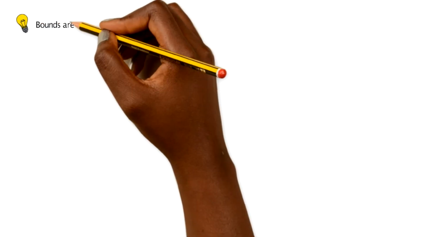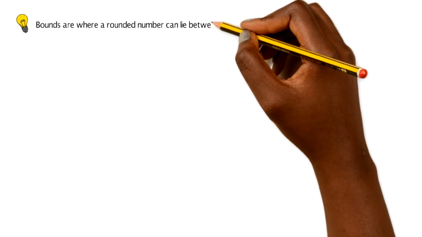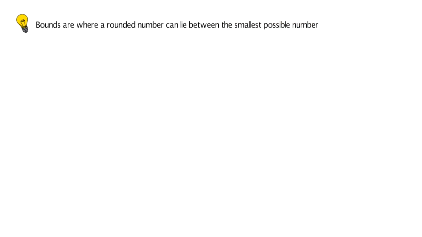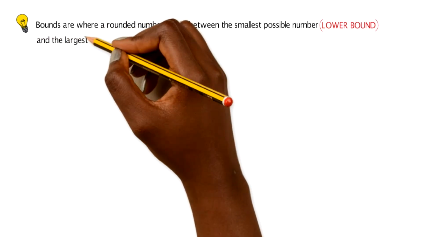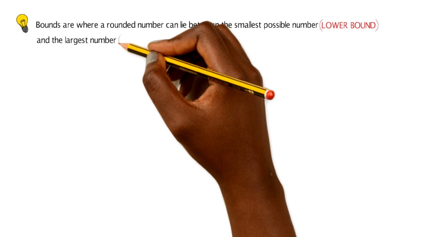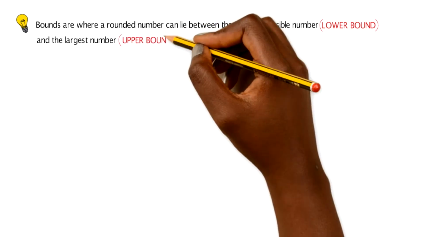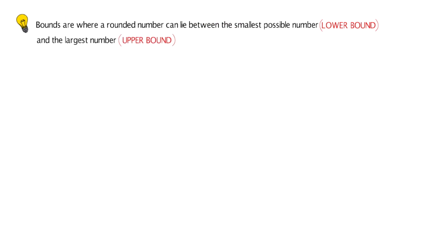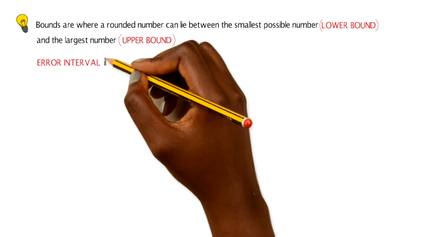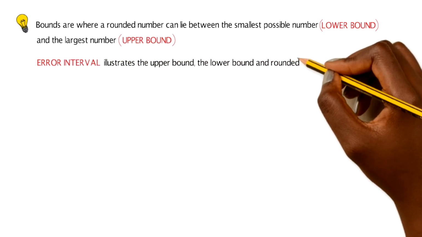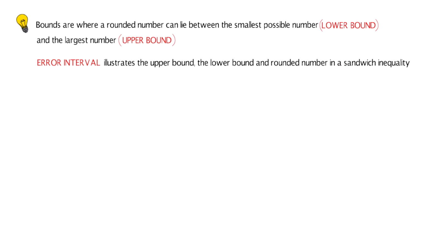Bounds are basically rounded numbers that can lie between the smallest possible number, which we call our lower bound, and the largest possible number, which we call our upper bound. That's basically the concept of upper and lower bounds. Whereas error intervals illustrate the upper bound, lower bound, and the rounded number in a sandwich inequality. So I'm going to show you what that looks like.